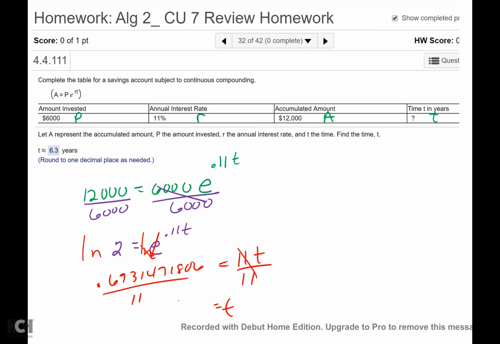I'm not dividing by 11, I'm dividing by 0.11. Sorry. 0.69314471806 divided by 0.11. There's my 6.3. 6.301 and so on, to the nearest tenth, would be approximately 6.3 years.